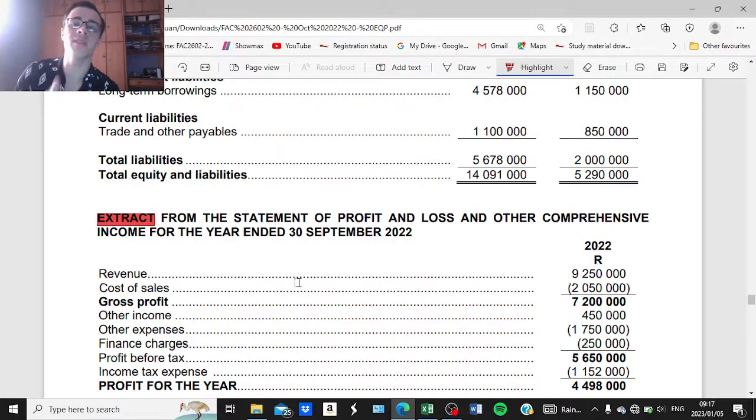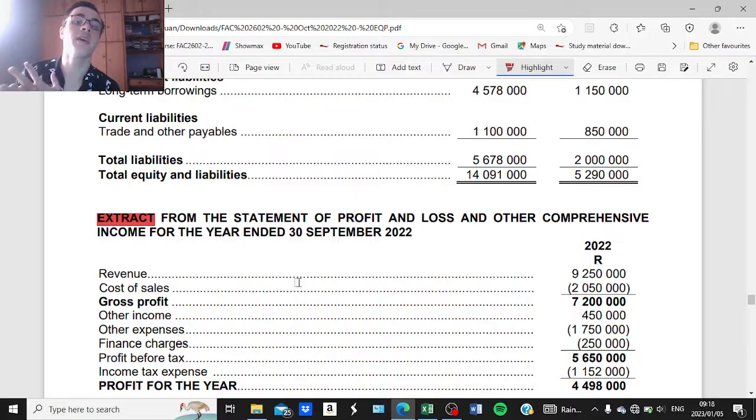But remember that this is only an extract. It is not the entire statement of profit or loss and other comprehensive income. So we cannot eliminate the fact that there was no revaluation surplus in the current year. So that is just the first step that you take in determining whether there was a revaluation in the current year. If it's not given under additional information, you first need to look at the extract from the statement of profit or loss and other comprehensive income.